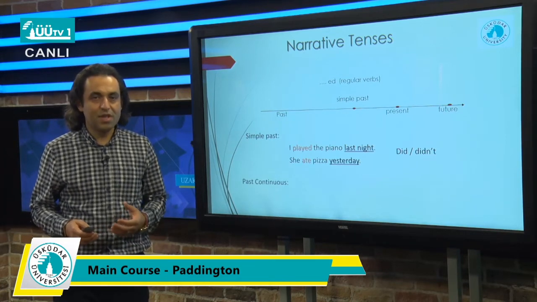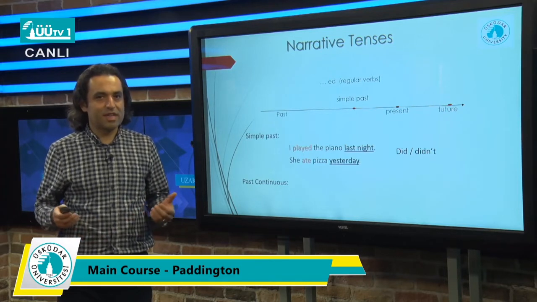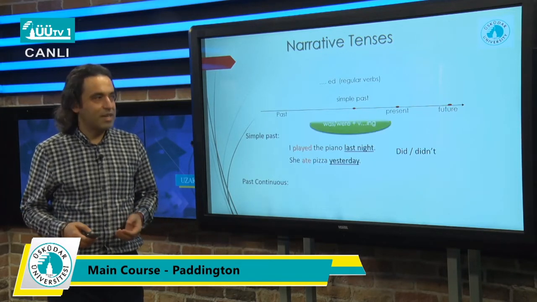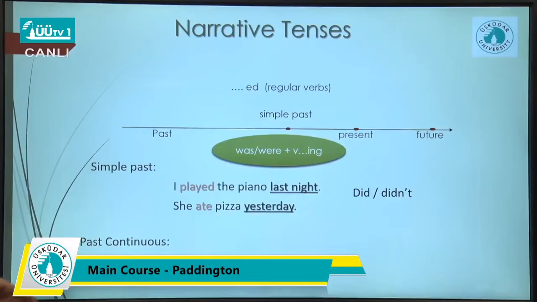Again, definition: one action in the past started and finished. But it was in a kind of progress. It was continuous. And the structure is was or were, based on the pronoun, plus verb ing. Look at these sentences. I was driving in the street. The structure shows that it is a past continuous sentence.